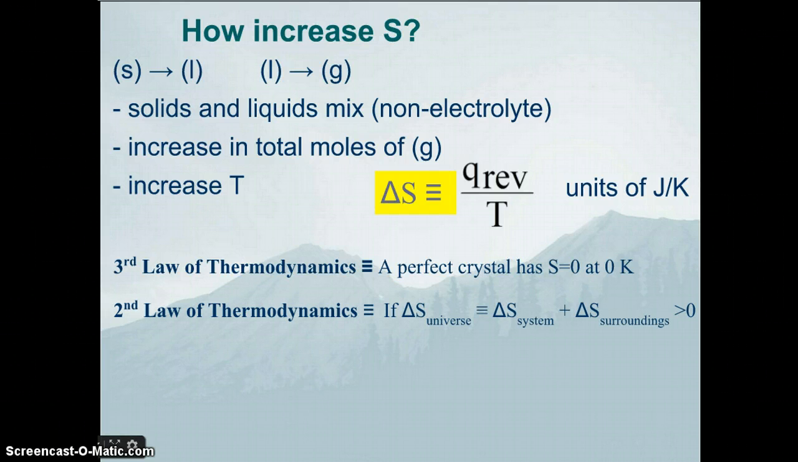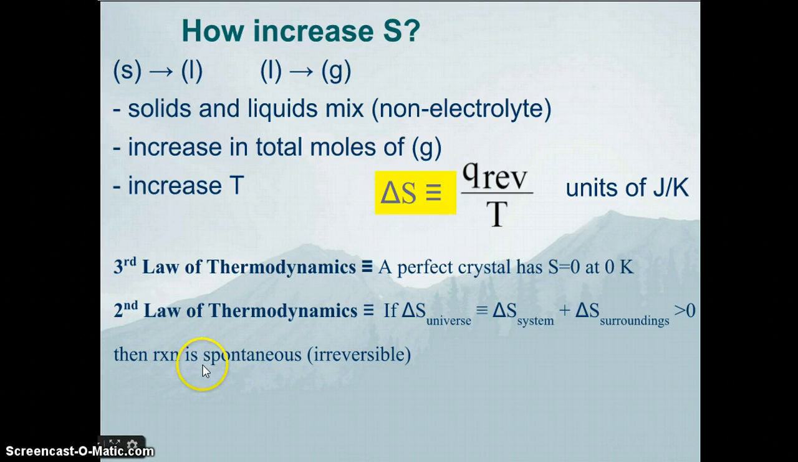So the second law of thermodynamics, which is the one that's going to be really important to us for a while, basically says that for a reaction to be spontaneous, the total entropy of the universe needs to increase. That's basically what it says. All spontaneous reactions. Remember, a spontaneous reaction is a reaction that Mother Nature says, hey, yes, I'm going to do that, and I don't need anybody's help.